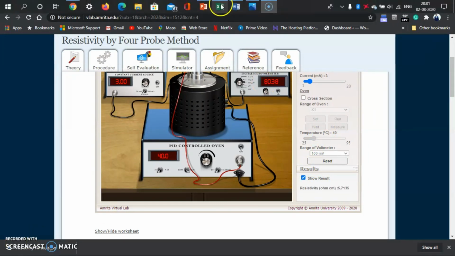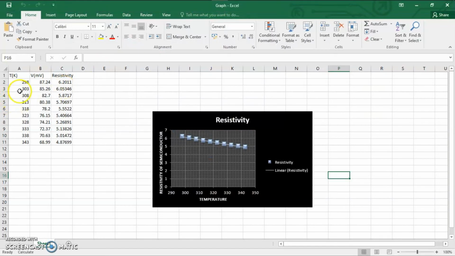Okay, so here is my observation table. I have converted temperature into Kelvin, and these are the resistivity values that I have calculated. And this is the graph that I have plotted, where temperature is along the x-axis and resistivity is along the y-axis. From the graph, we can conclude that as the temperature increases, the resistivity value of the semiconductor decreases.